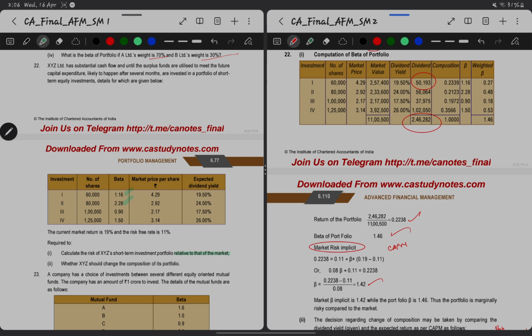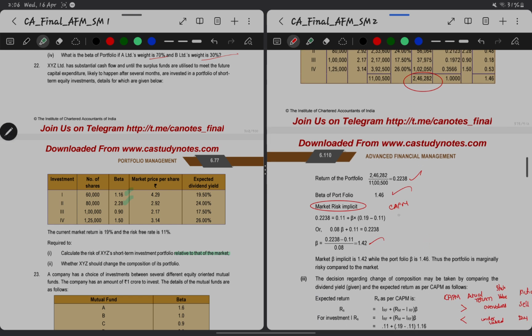but we need to check, based on the current market return and the risk-free return, comparing with the expected return which the portfolio is giving, what would have been the beta risk? That's what we found out here by reverse calculating using the CAPM model, because CAPM will give us the expected return, which we have already found out here as the return of the portfolio. Keeping beta as the variable, we got 1.42.